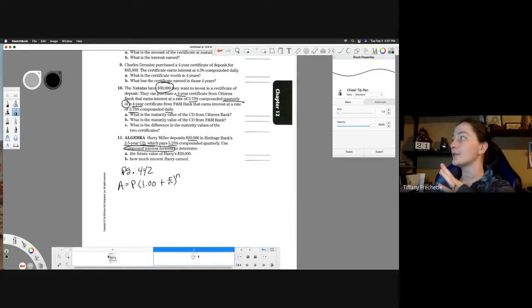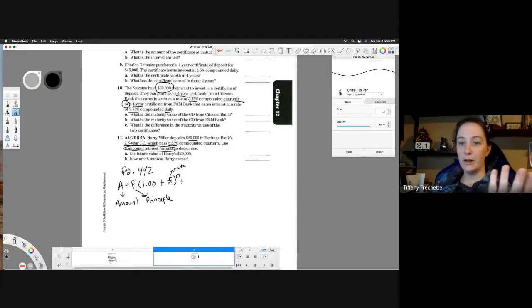So first, let's talk about what all this means. A is your amount, meaning how much do I have at the end? That's the amount I'm going to end up with. P is your principal, which is the amount you're putting in. So how much did I actually put into the account? R is your rate, so what interest rate am I getting? And N, either one of these N's, is the number of periods.